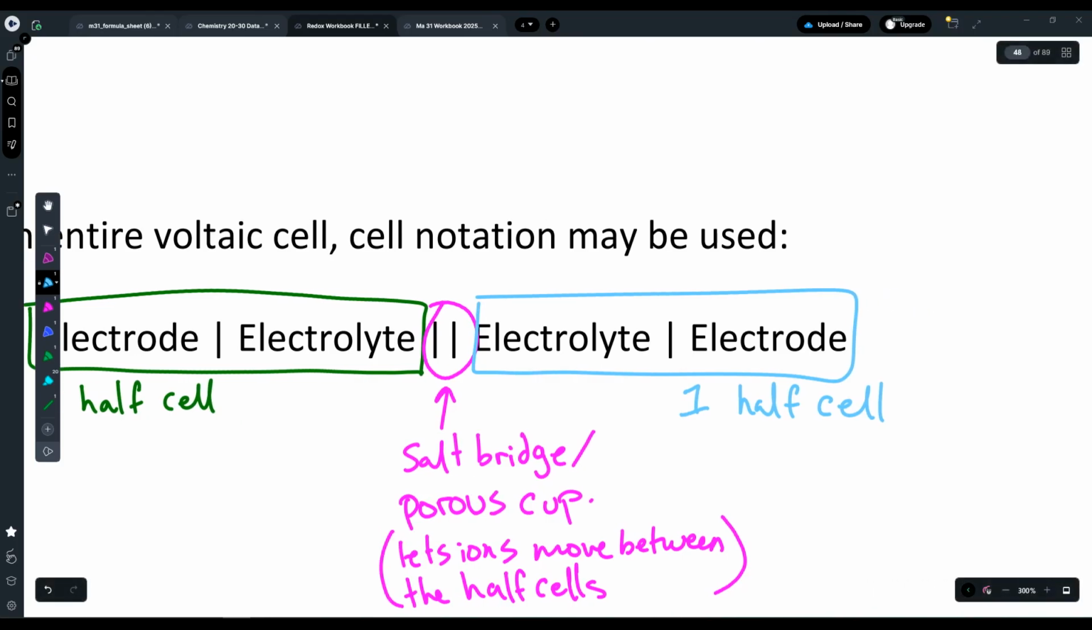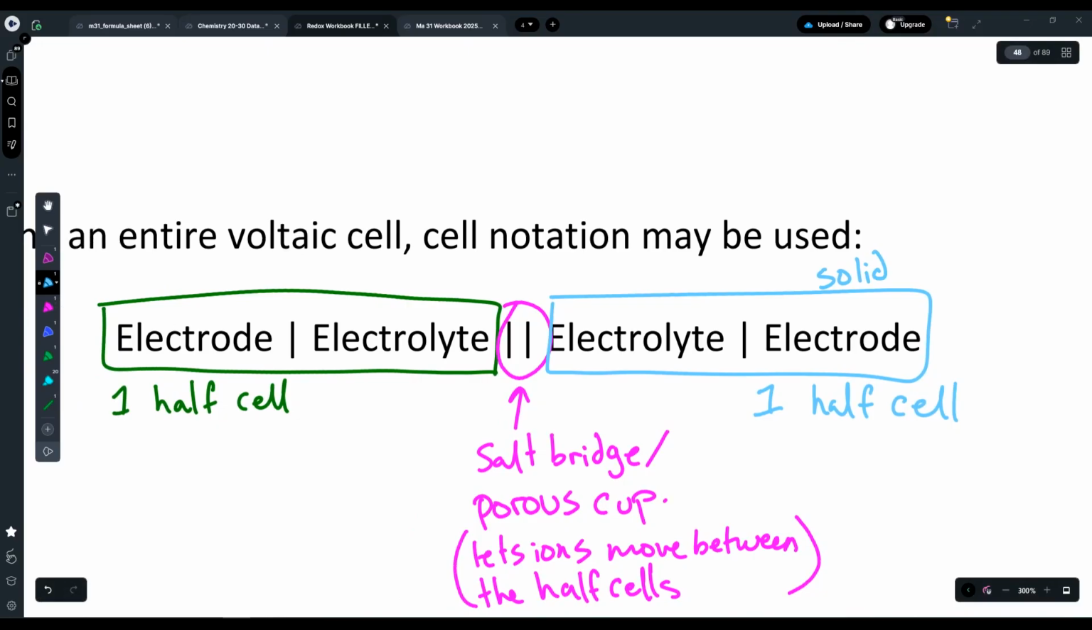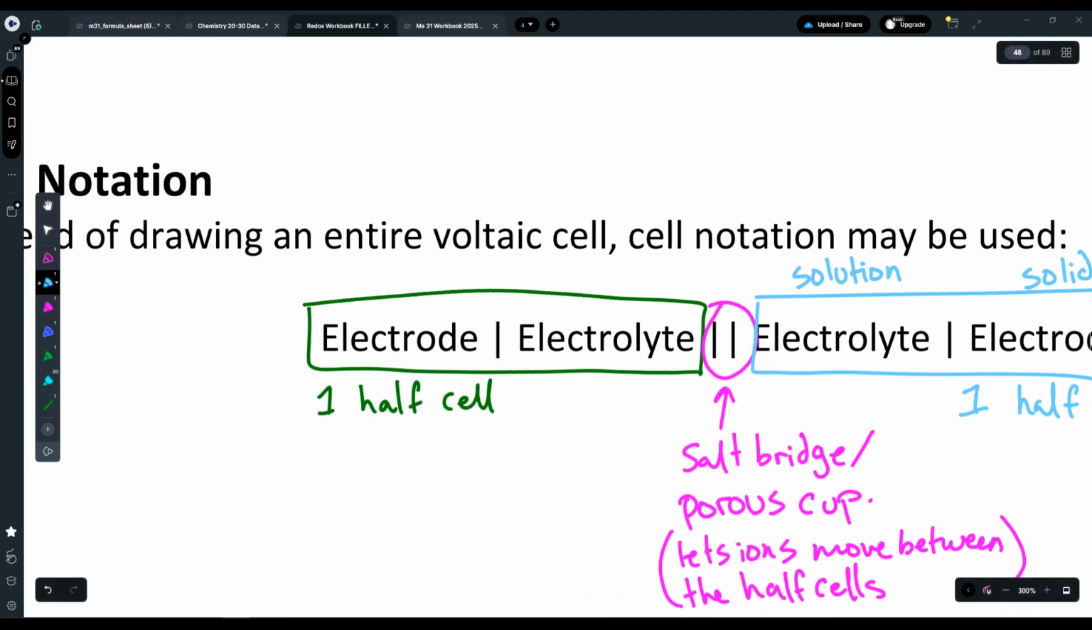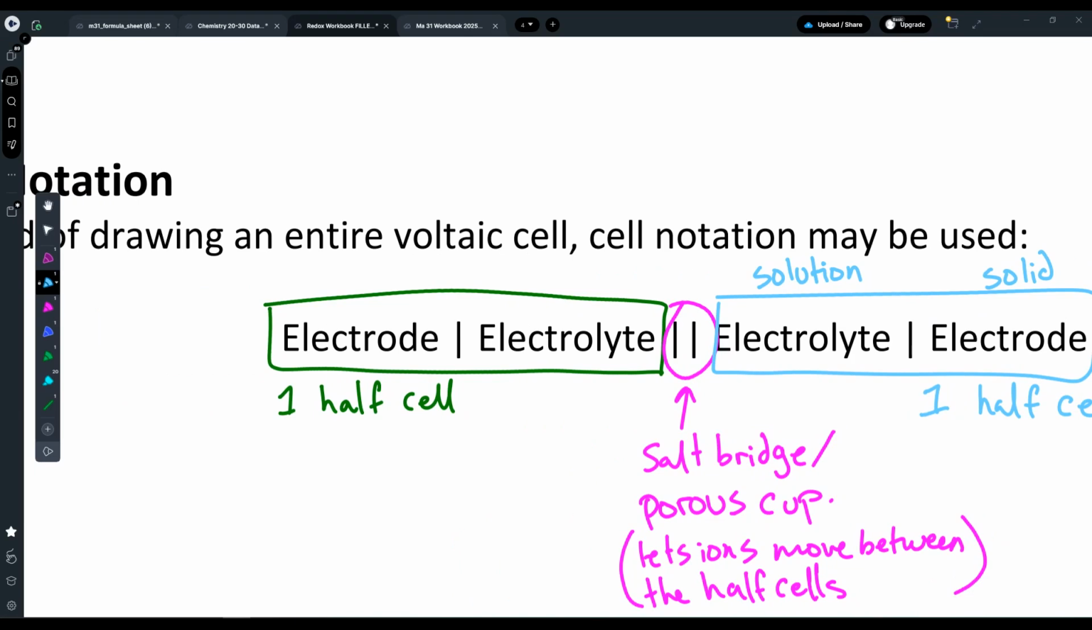The electrode, remember, is the solid. The electrolyte is the solution that that certain electrode is in, in that one particular half cell. Let's write that out. So the electrode is a solid. The electrolyte is the solution, so the aqueous part.